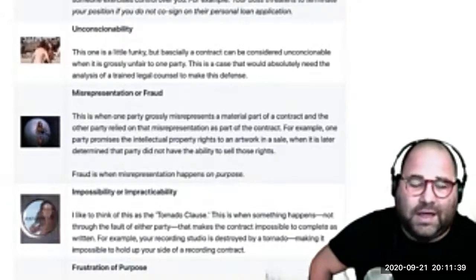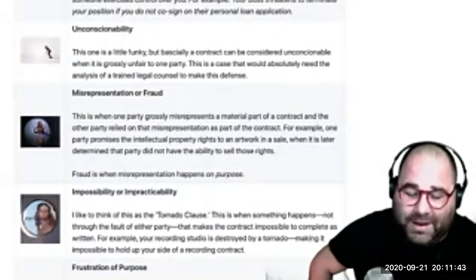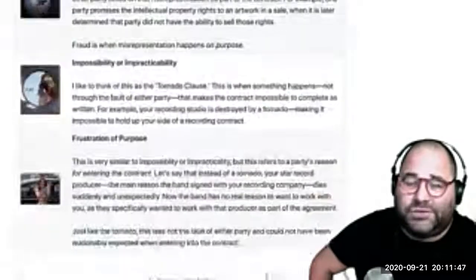Impossibility or impracticality, this is back to the tornado. Tornado takes out your studio. You can't do anything about it. It's impossible to move forward. And then finally, frustration of purpose.